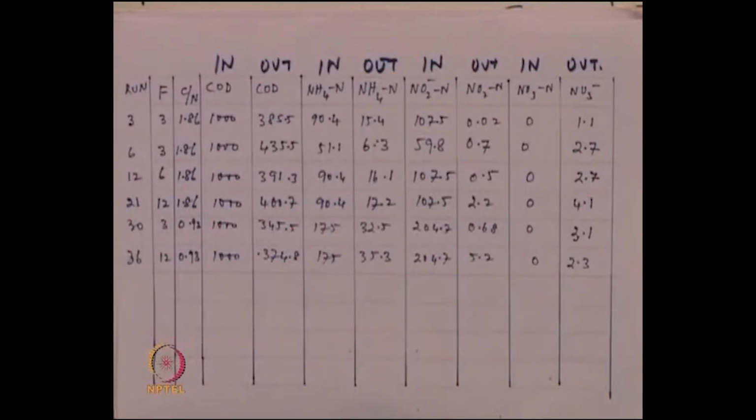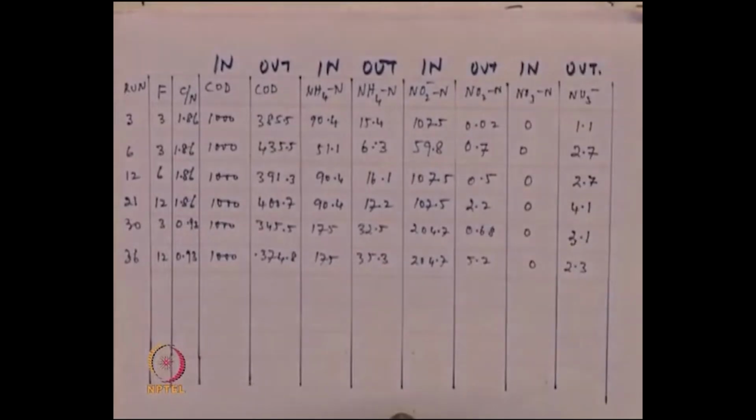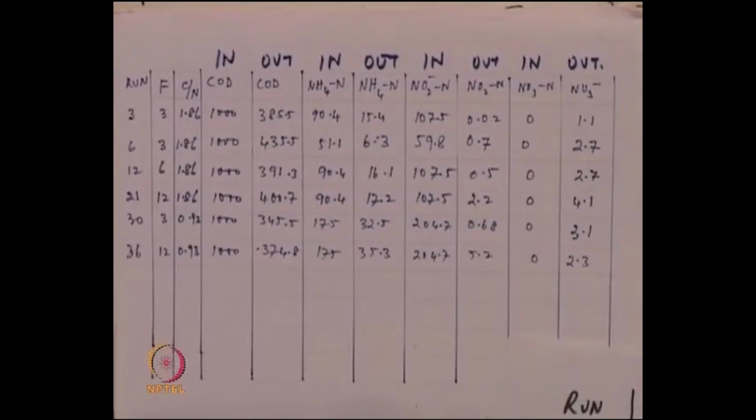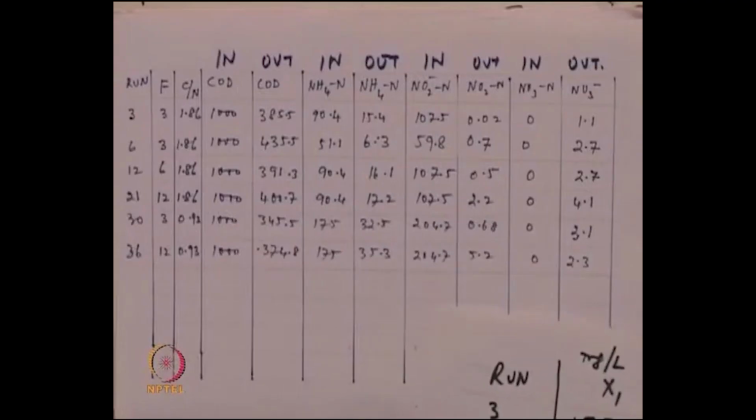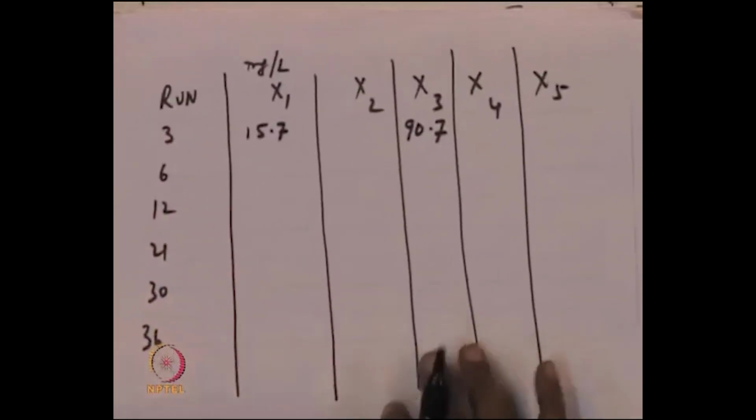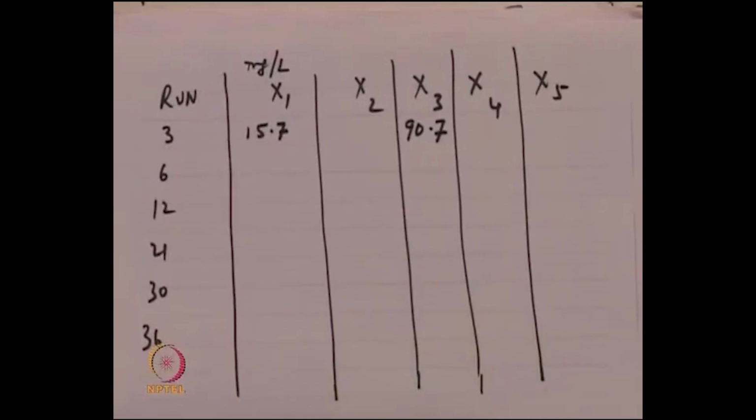Run 3, what is x 1? Let us do one by one please, so that all of you can get the answers right. X 1 for run 3 please. 15.7. Okay. It is in milligrams per liter. All right. Run 3 is 15.7 and x 3? 90.7. Okay. So, run 3, this is what the answers have been given. We all agree? Yes, sir.